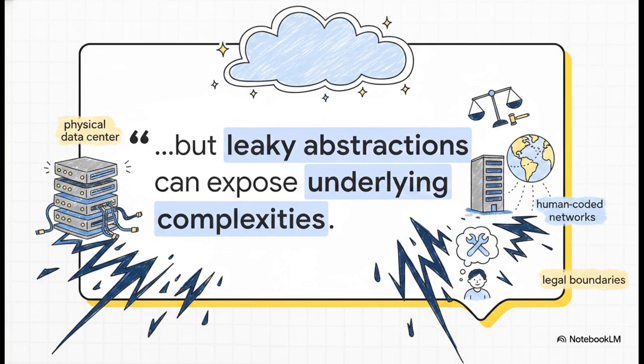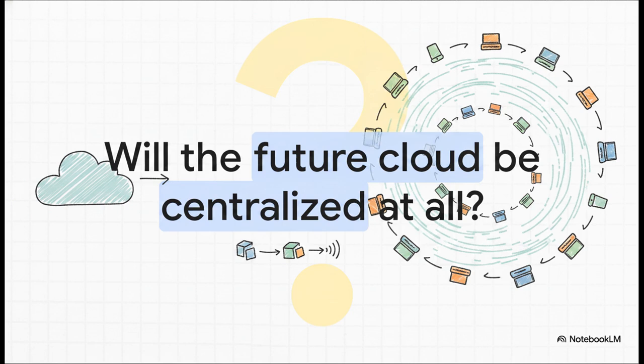So the crucial point here really boils down to this concept of leaky abstractions. We love to think of the cloud as an infinite, magical, perfect resource just floating up in the sky, but it's not. It is built on very real physical hardware, real-world fiber optic cables, and human-coded software. When things go wrong, say a server catches fire, a network connection drops, or a legal boundary gets crossed, the abstraction leaks. And suddenly, users are forced to confront the highly complex, messy physical reality of where their data actually lives.